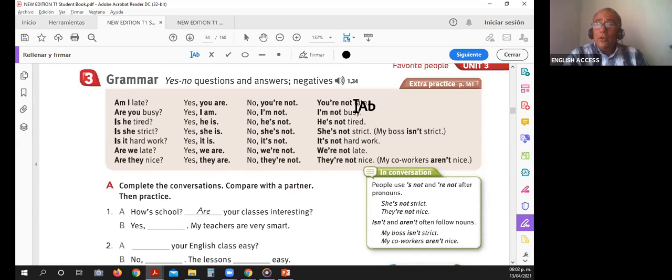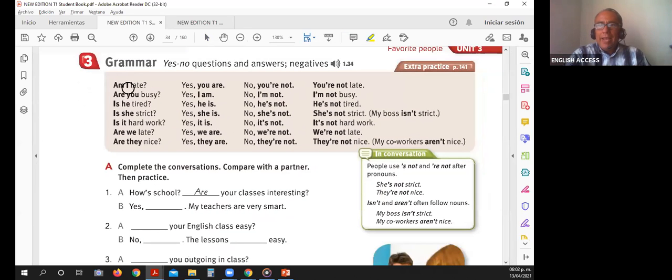In part 3, and this is going to be tomorrow, we have yes, no questions and answers. And also, we are going to see about negatives using the verb be. For example, yes, no questions are closed questions. Questions that are answered only with a yes or with a no, and that's it. For example, number 1, it says, am I late? Oh, the class is at 4. It's 4:30. Am I late?